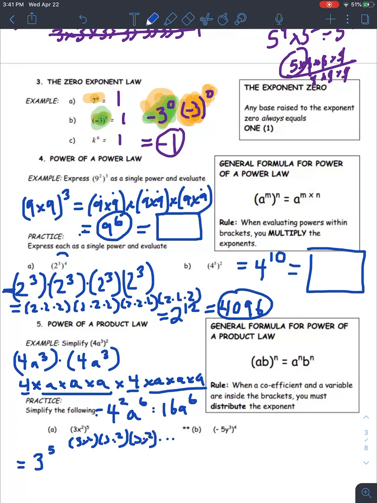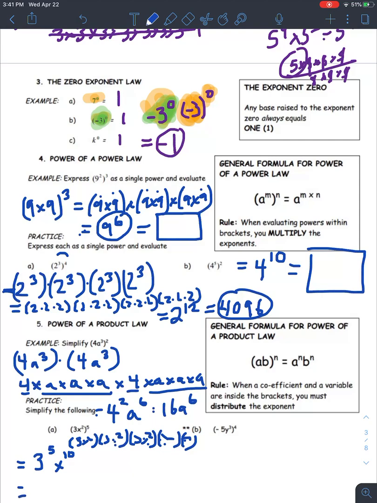So there are going to be 5 3's. So that's why I have 3 to the power of 5. 3 times 3 times 3 times 3 times 3. You have x squared, x squared, x squared, x squared, and x squared. So you're going to end up with 10 x's. Right? You have 2 in each bracket, and there are 5 sets of brackets. Okay?